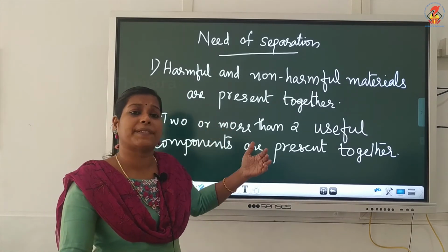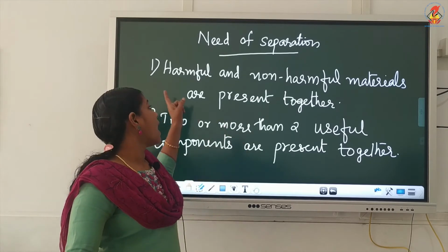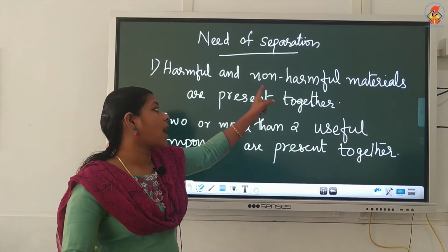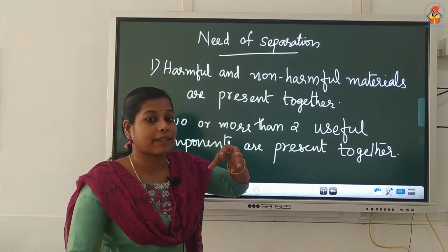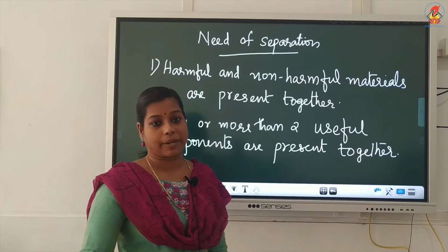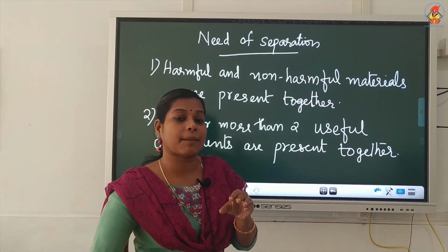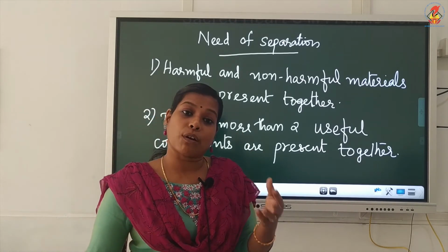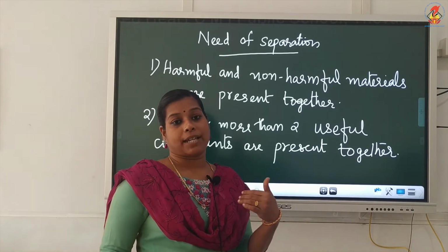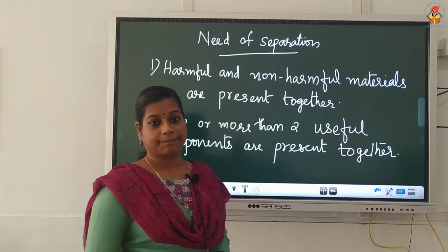Why do we need to separate the components of a mixture? Two conditions. First, if harmful and non-harmful materials are present together in a mixture, before using it we have to separate the components. Second, if more than two useful components are present in a mixture together and we want to use them separately, then also we have to separate them. The components are to be separated before being used.